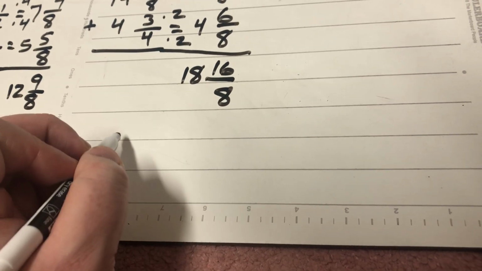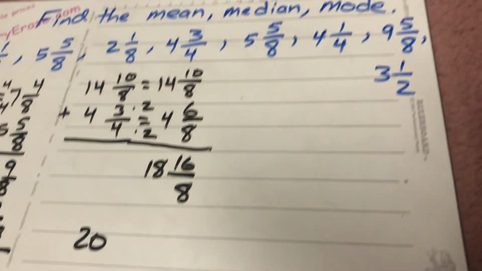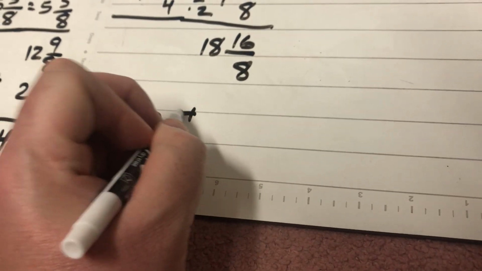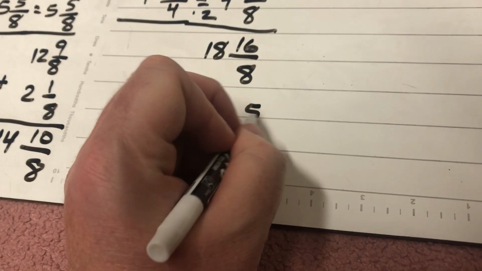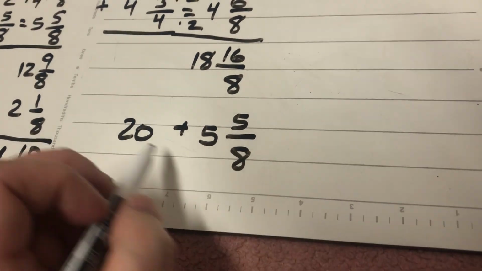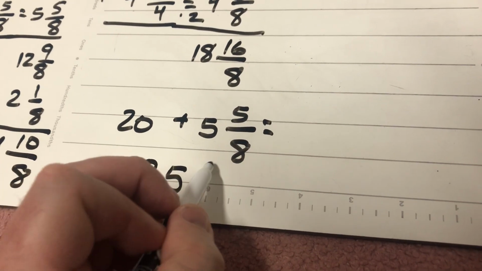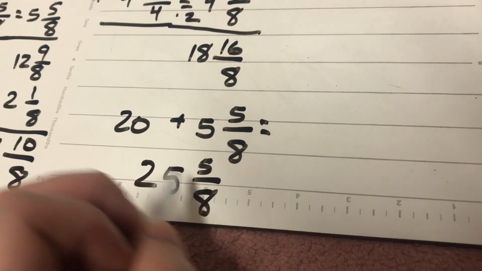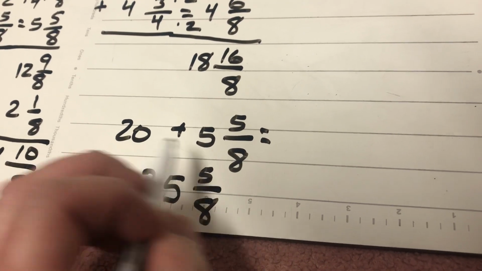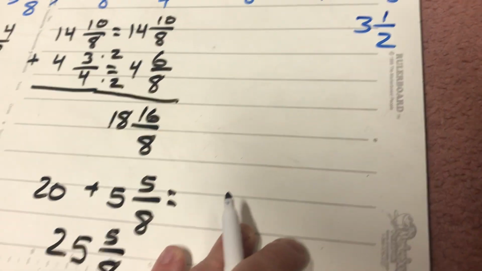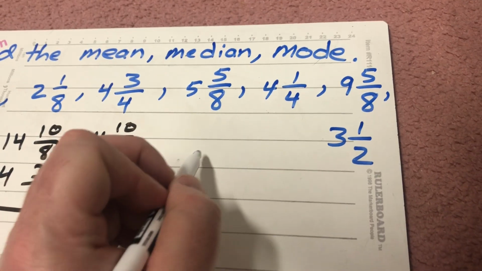I'm going to use the number 20. And I'm going to come here and add 5 and 5/8. Well, that's going to be pretty basic, because 20 plus 5 and 5/8 is going to equal 25 and 5/8. There's no fraction here. The 5/8 and 20 plus 5 is 25. So now we're going to move on.